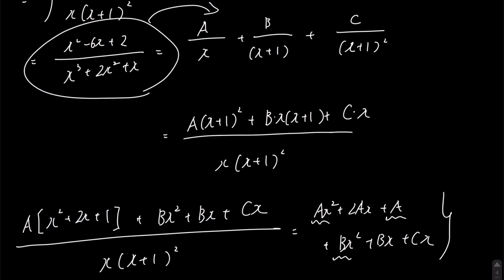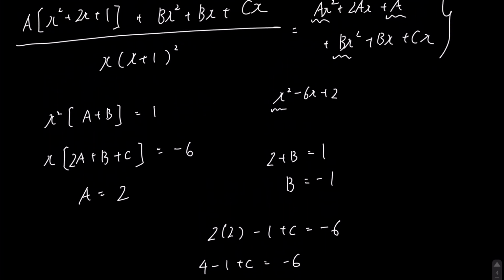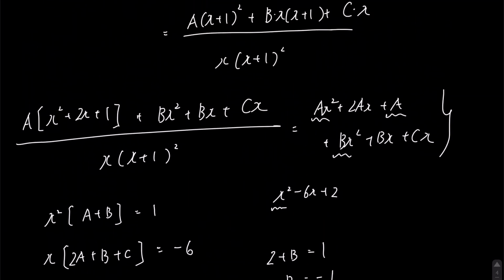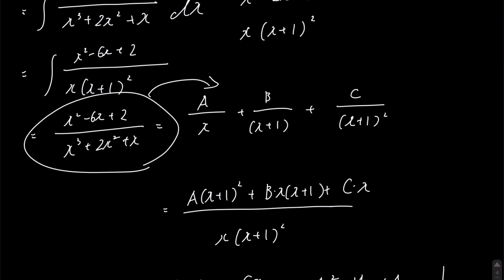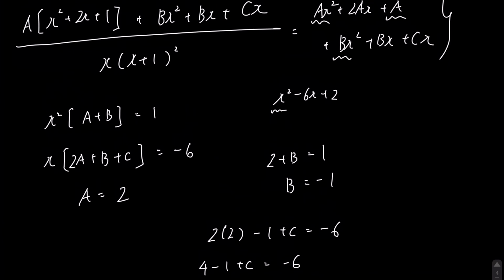Okay, what do we do next? Since we found A, B, and C, we just have to plug them into the original equation. So A is 2, B is negative 1, and C is negative 9. Let me erase that so that I have space to write.